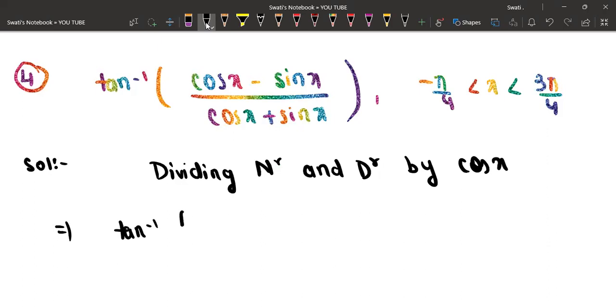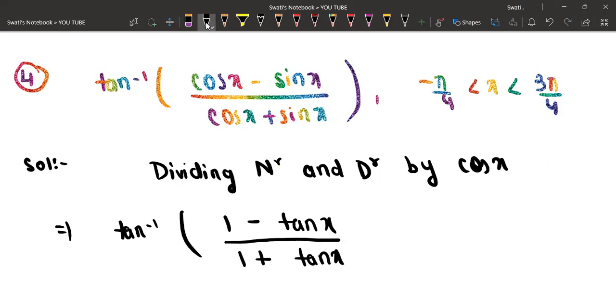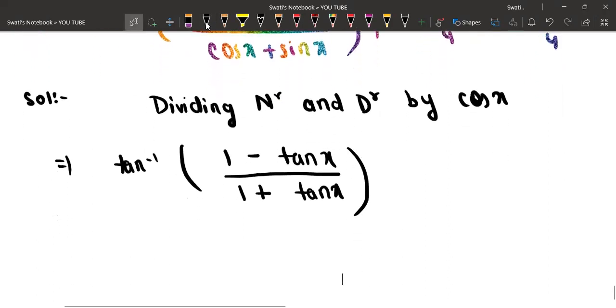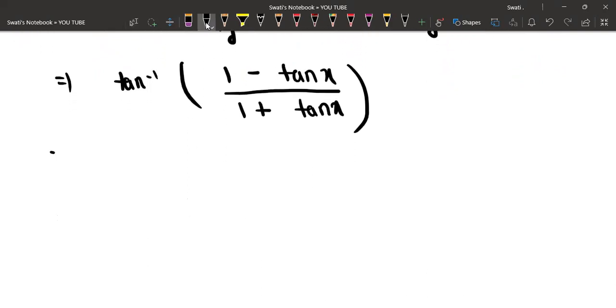So tan inverse, if you're dividing the numerator and denominator by cos x, so cos x upon cos x in the numerator is 1 minus sin x upon cos x. We know that sin x upon cos x is tan x, so it is 1 minus tan x. Upon, here we have cos x upon cos x, so 1, and sin x upon cos x, that is tan x. So I am getting tan inverse 1 minus tan x upon 1 plus tan x.